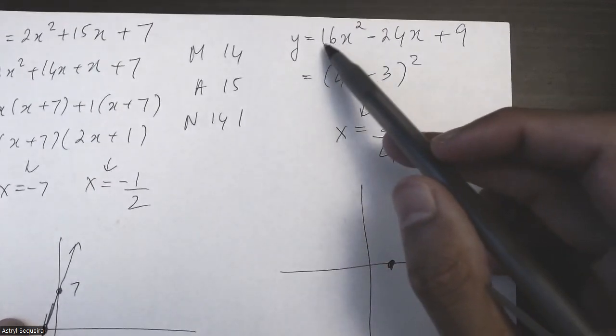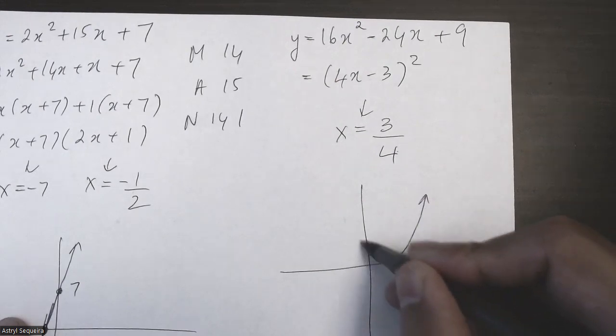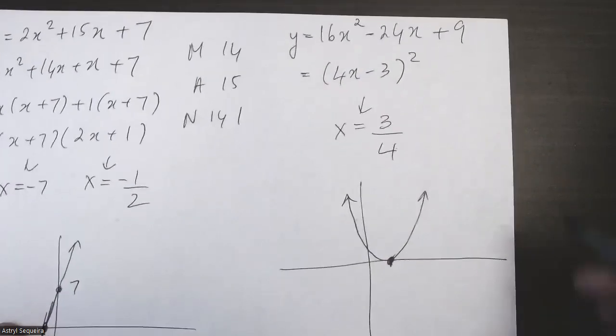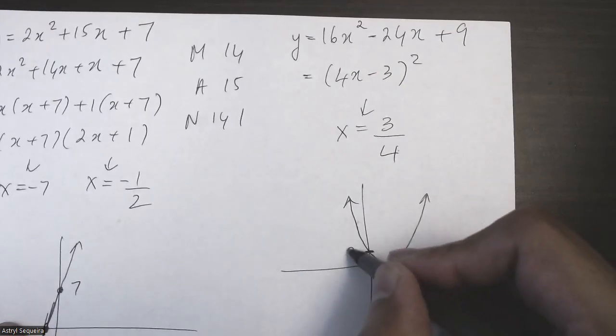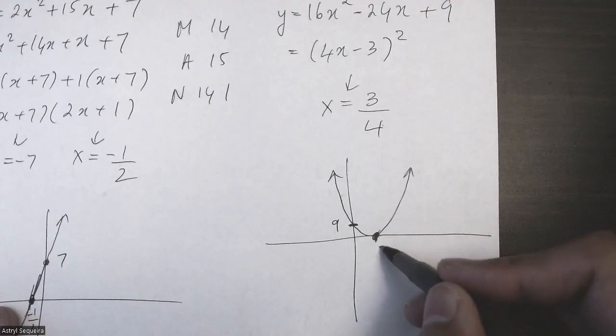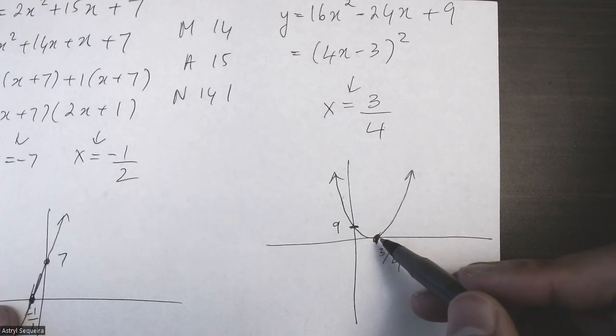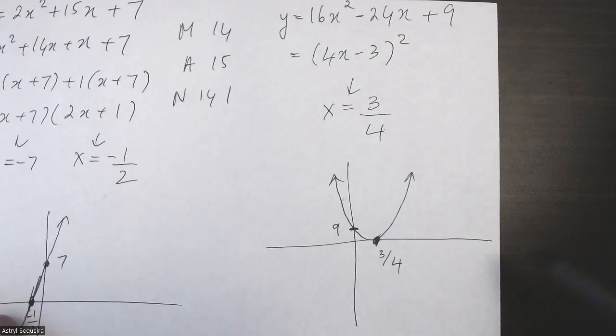And I know this is a positive equation, so it's going to open up. It's going to look something like that. Y-intercept over here is positive 9. And this value is 3 over 4. So as you can tell, if you have a perfect square, your vertex is the same as your x-intercept, which means there's no more extra calculations. That's the whole graph. That's the whole problem right there. Perfect square problems are slightly quicker.